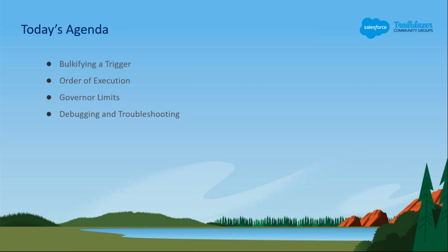Yesterday we discussed bulkification, how to bulkify a trigger and why we should bulkify. We'll be considering that as well today, and then next we'll have order of execution, and after that governor limits and how to debug our code and troubleshoot debugging in Apex.